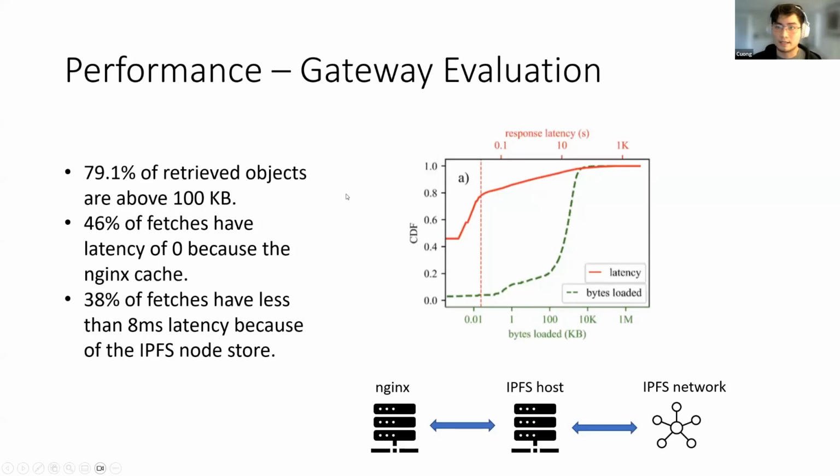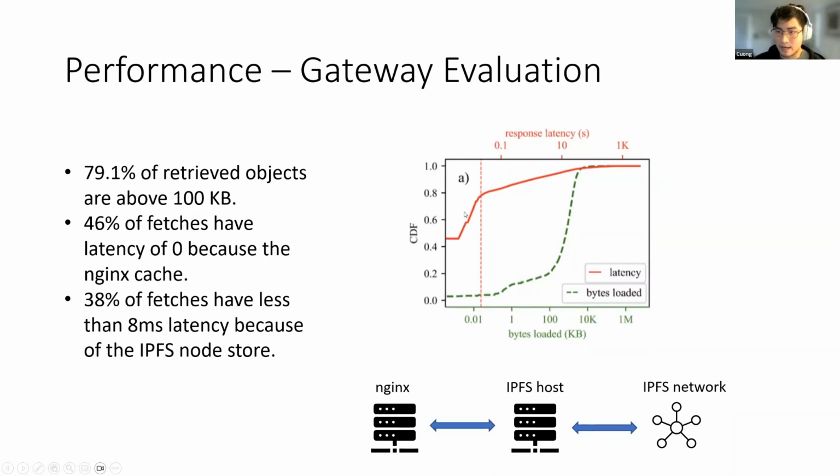Finally, they evaluate the performance of the gateway. This graph shows the size of the files being loaded from the gateway in the green line, and the latency of the gateway in the red line. 79.1% of the retrieved objects are about 1 kilobyte.